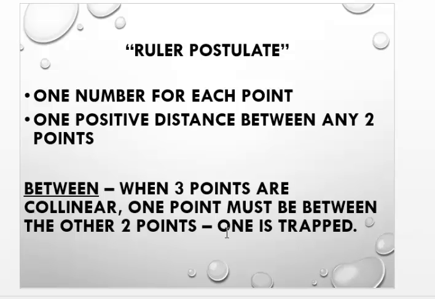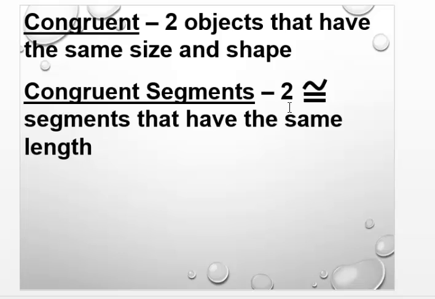The ruler postulate says that there's only one number for every point on the number line, and that there's a positive distance between 2 points. Between means that when you have 3 points that are collinear, one of the points must be between the other two, so one is trapped between the two of them. Congruent are two objects that have the same shape and size. Congruent segments, this is the symbol for being congruent right here, are two segments that have the same length.